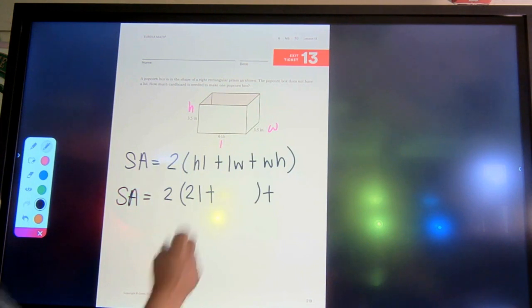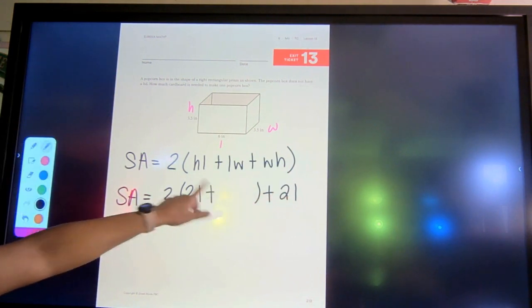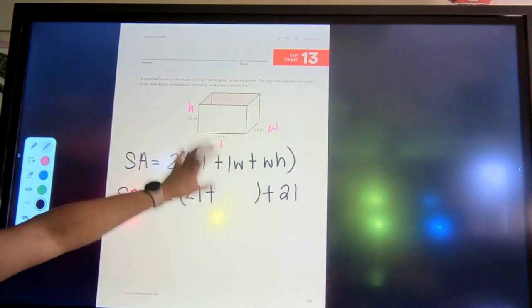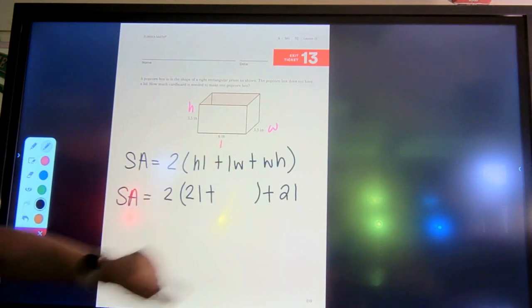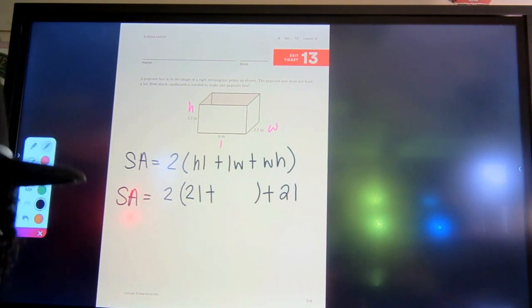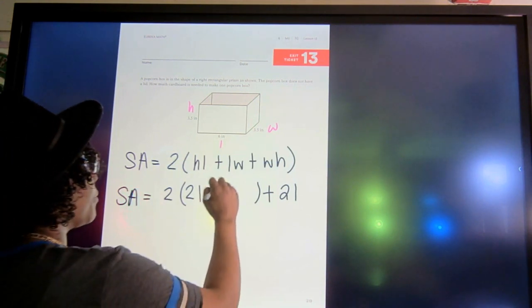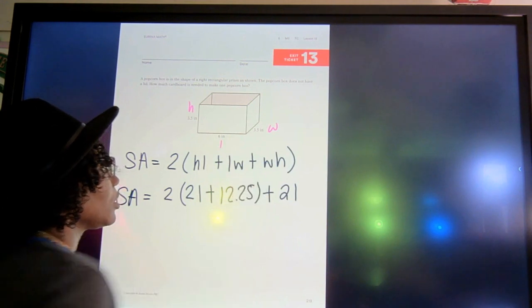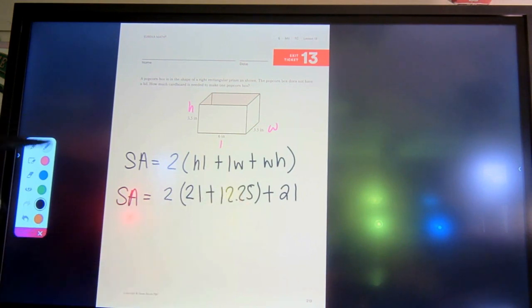That's going to give us 21 that I'm putting out here. The only reason it's not going inside is because these are going to be multiplied by 2, because all of the other pairs of rectangles have their paired side except for the base. So then the only one that I'm missing now is going to be width times height. When we do W times height, you get 12.25. So from here, you're going to add 21 and 12.25, get that total, multiply it by 2, then add 21.